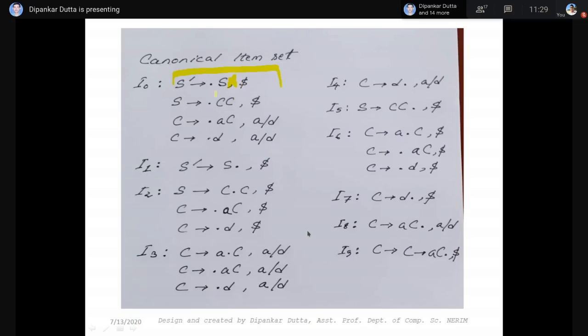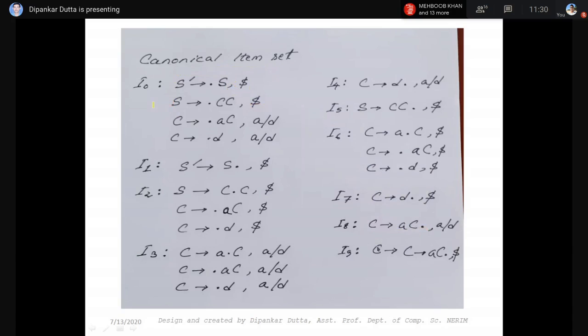Then closure for S is this one. S implies dot CC. Then what will be the look ahead here? First of beta dollar. First of beta dollar is what? Dollar itself. Clear?